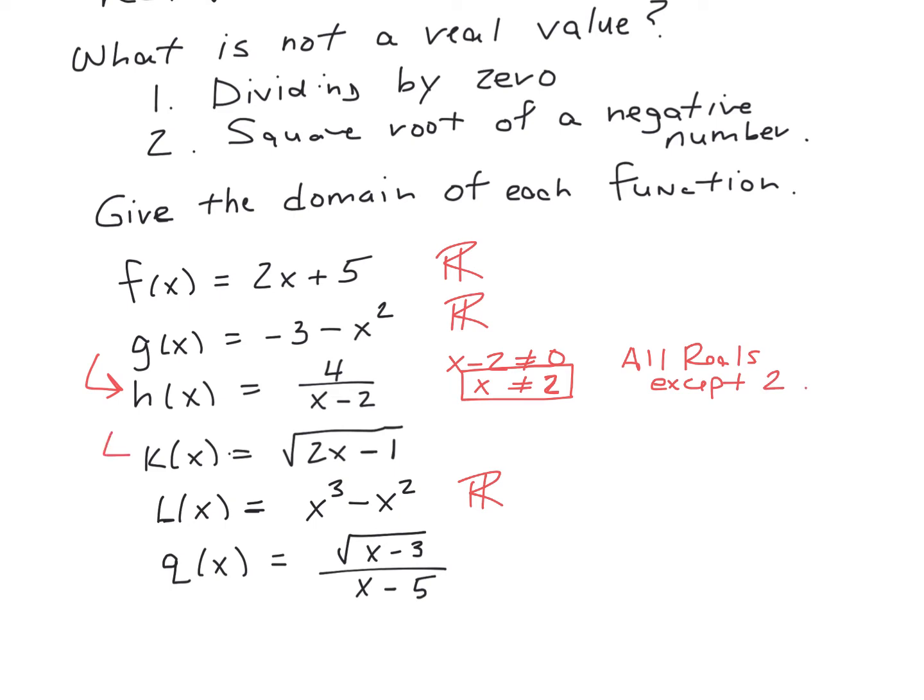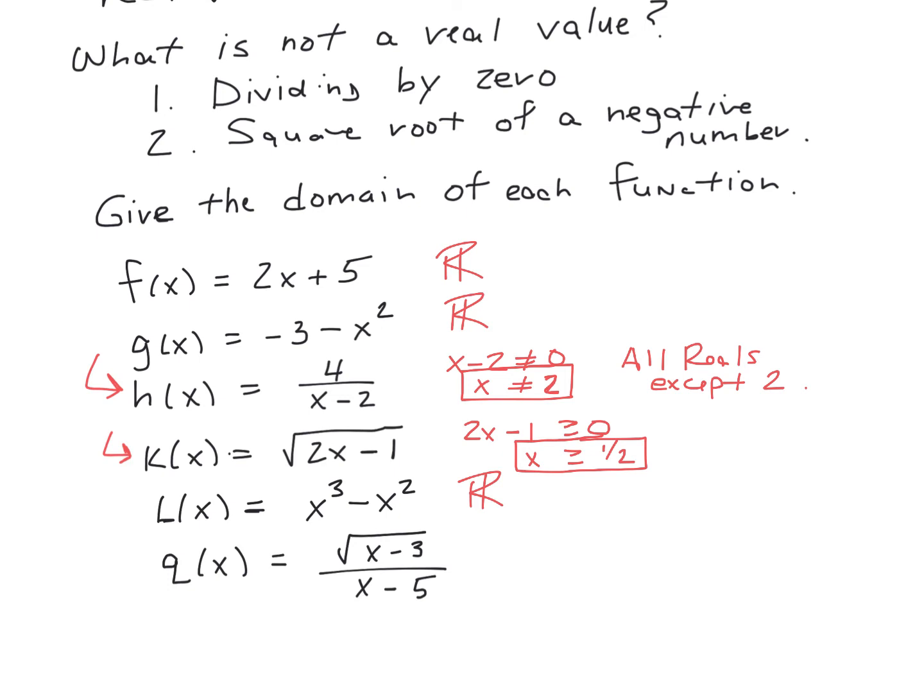In k of x here, we have a square root. So we understand that to get a real value, the 2x minus 1, that part that's under the square root sign, must be greater than or equal to 0. Because if it's negative, it would produce a non-real number. Now if we solve this, we would add 1 and divide by 2. We would get x to be greater than or equal to 1/2. So this would be the domain of that function: values of x where x is greater than or equal to 1/2.